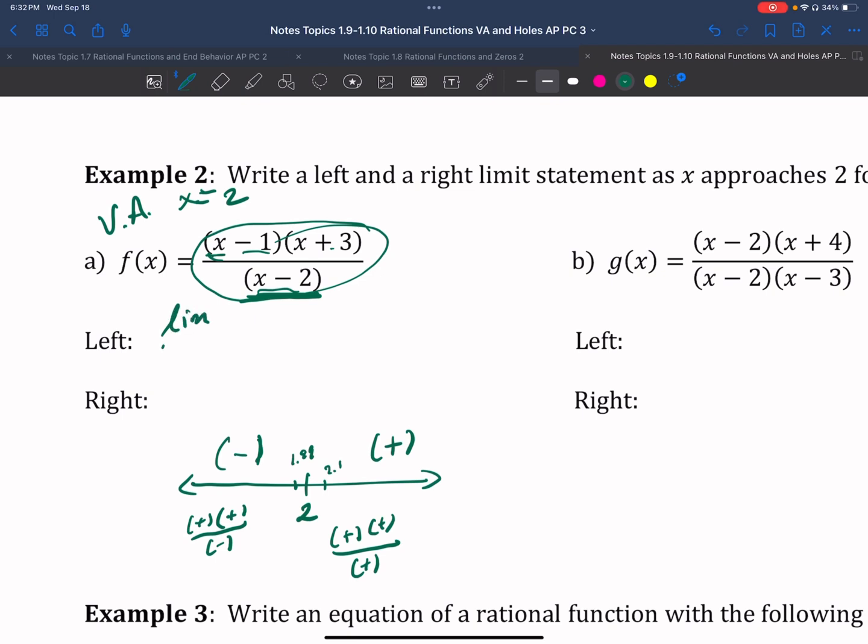I know that the limit as x approaches 2 from the left of f of x is going to be equal to negative infinity because of this negative that came from my sign chart. The limit as x approaches 2 from the right for f of x is going to be equal to positive infinity since I have a positive on the right side of the vertical asymptote.